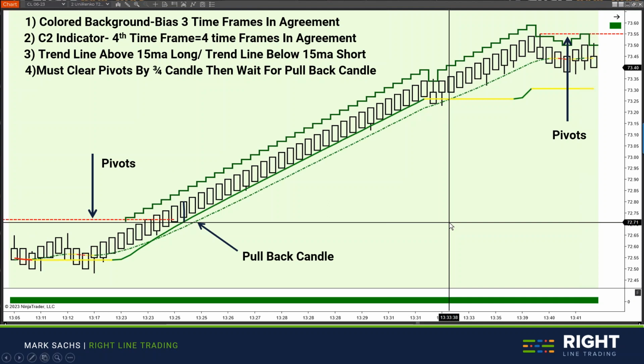So if you're trading into a pivot, you have to wait for the candle to close. The body of the candle must close. 3/4 of the body of the candle must close above the pivot. And then you wait for a pullback candle to get in. And I'll explain that a little bit later.